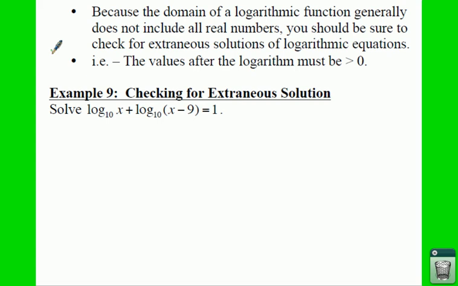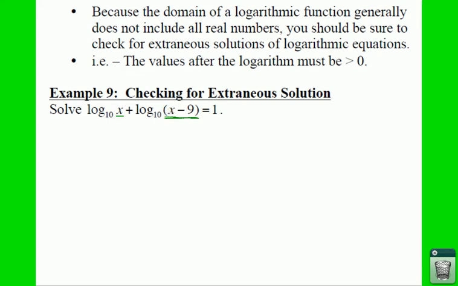So, I kind of did a little foreshadowing in the last example when I was talking about extraneous solutions. Whenever you have a logarithmic equation you have to solve, you always need to make sure that whatever is behind your log has to be greater than, not equal to, but just greater than 0. Because you can't take a log of a negative number, and you can't take the log of a 0.